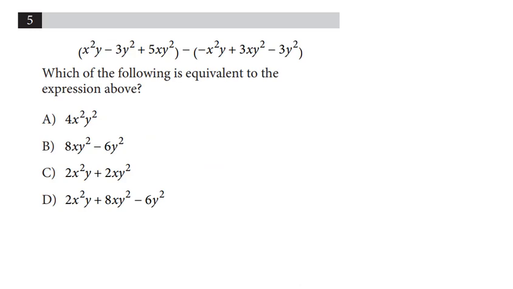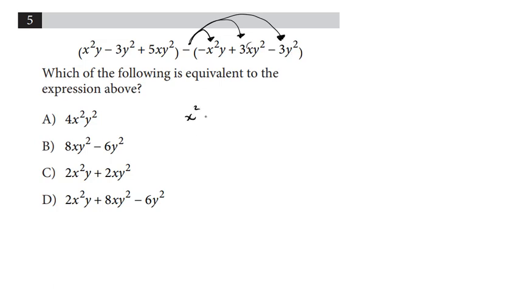Okay, which of the following is equivalent to the expression above? So this is just collecting like terms and expanding brackets. This is like a minus 1 times all of this. So when you expand it, it's minus 1 times this amount, minus 1 times this amount, and minus 1 times this amount.